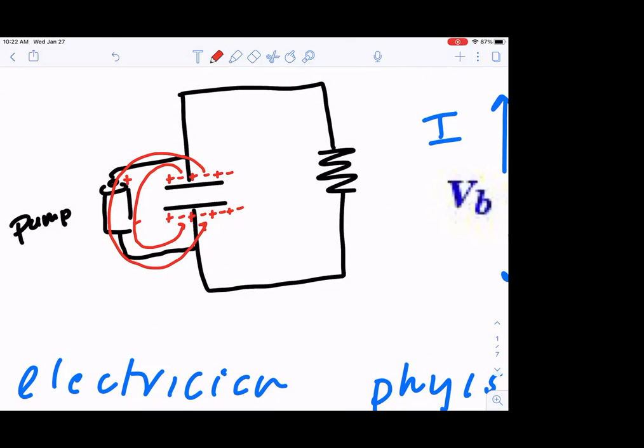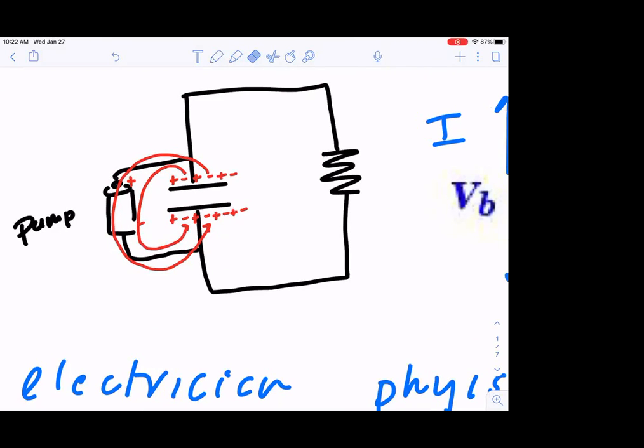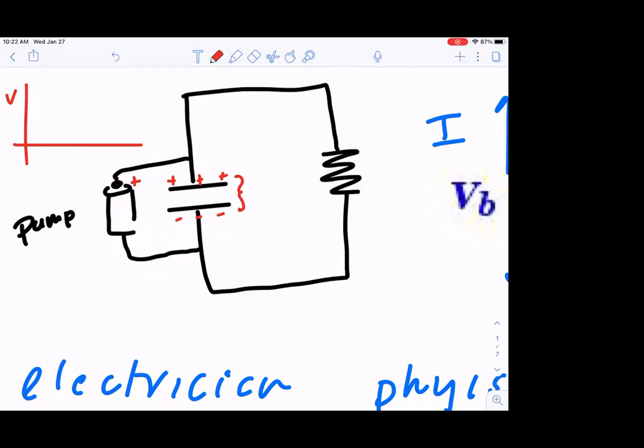So when that process is done, we end up with a plate with a net positive charge and a plate with a net negative charge. Now I'm really previewing what's coming up, but it takes time for the voltage to be put across the capacitor. It takes time for the charges to be moved from one plate to the other, and it happens in a logarithmic fashion that looks like that.